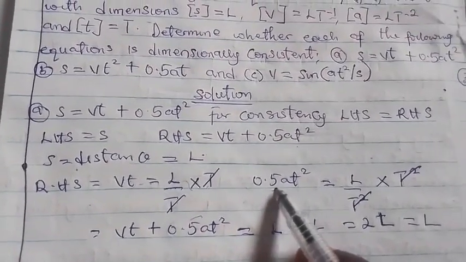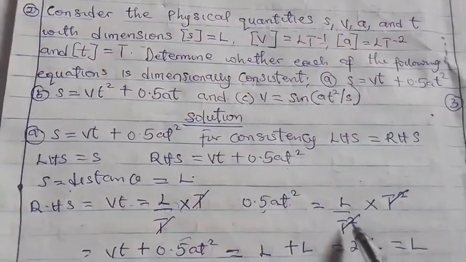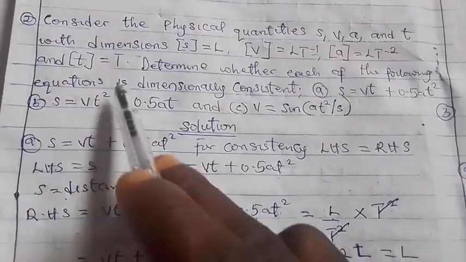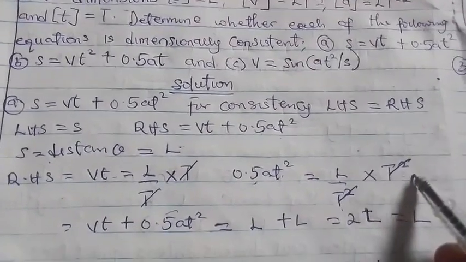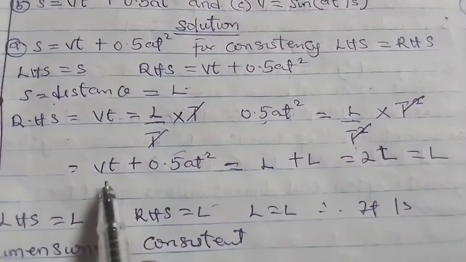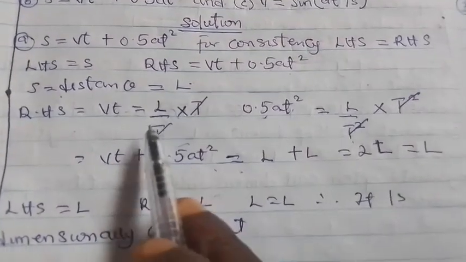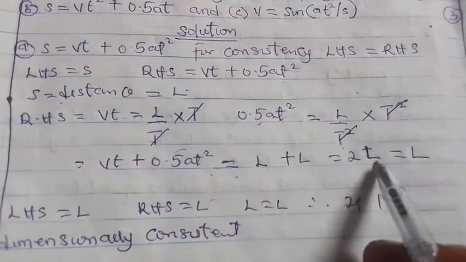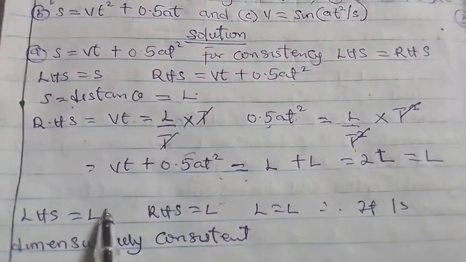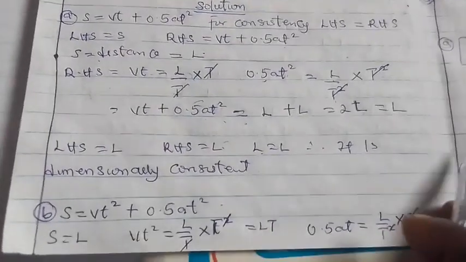0.5 is a pure number, so it is dimensionless. So we are left with at square. And a is LT to the power minus 2, which is the same thing as L over T square, times T square again, T as capital letter T. So that will be capital T square. This one also cancels out. We are left with L. So the right hand side becomes Vt plus 0.5at square equals L plus L, that is 2L. Again, this is dimensionless, so it is L. Now the left hand side is L, the right hand side is L, so it is dimensionally consistent for the first one.